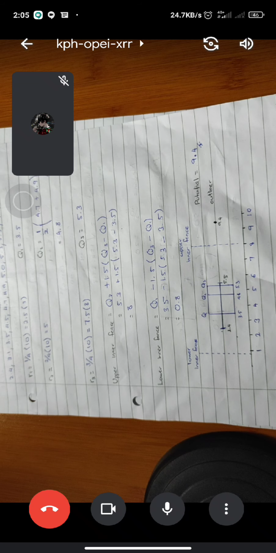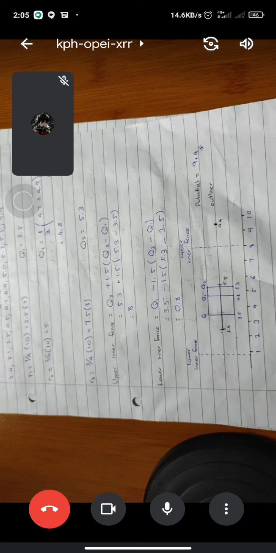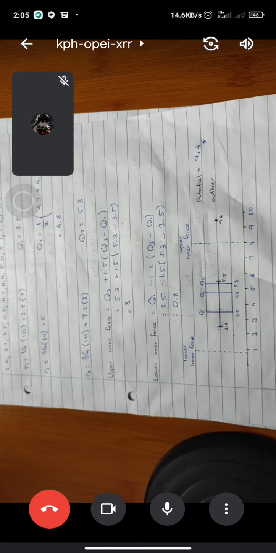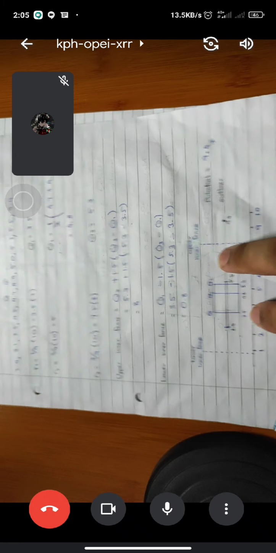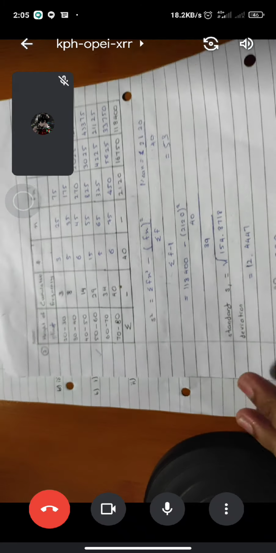Then the second question is identify any potential outlier. A potential outlier is a number that is outside the lower or upper inner fence. So we can conclude that the potential outlier here is 9.5. Okay, Aiman.